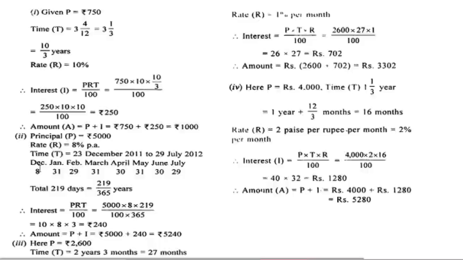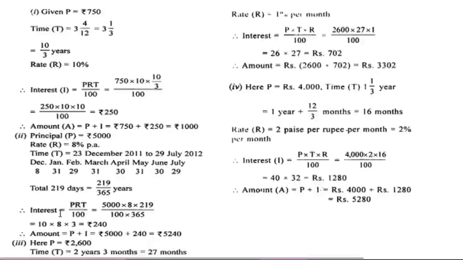In December there are 8 days, and like that January, February, March, April, June and July. Now we have to add these numbers of days. So there are a total of 219 days. In 1 year we have 365 days, so we have to convert these 219 days into years. That means T equals 219 divided by 365 years.